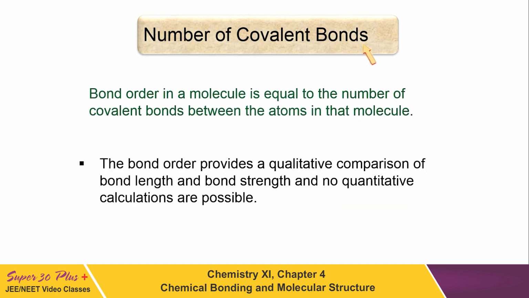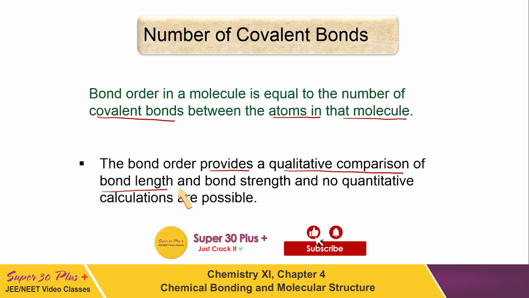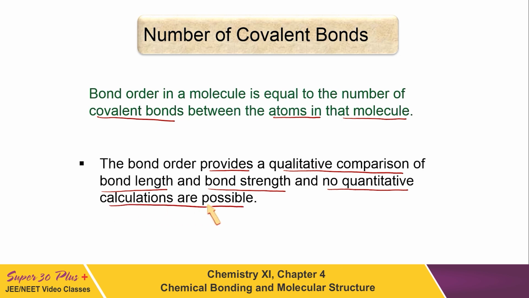Number of covalent bonds: bond order in a molecule is equal to the number of covalent bonds held between the atoms in that particular molecule or species. The bond order provides us a qualitative comparison, qualitative, not quantitative, of the bond length and bond strength, bond energy that is, and no quantitative calculations are possible with the help of bond order. So it gives you the qualitative comparison.